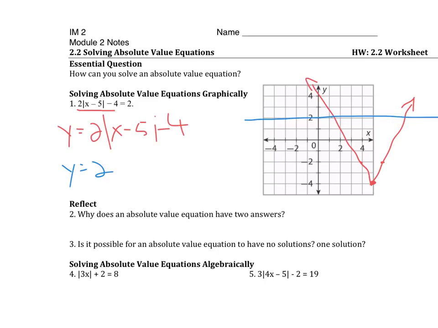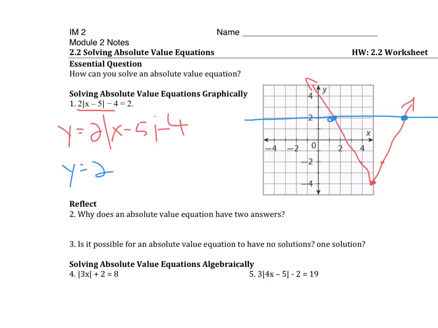And as we can see, we have some intersection at those 2 points. Now, if I was more accurate in this graph, I could see what those specific answers are. But I graph it to give a visual for how many answers we should expect with an absolute value.